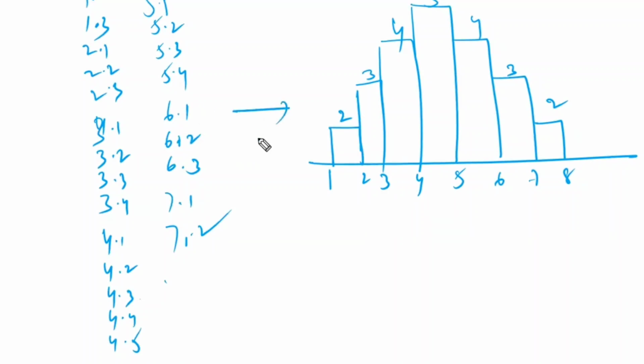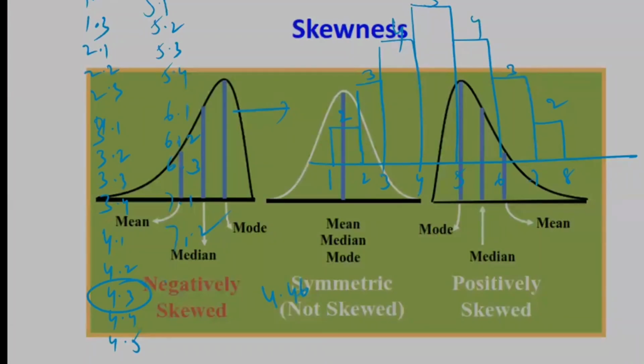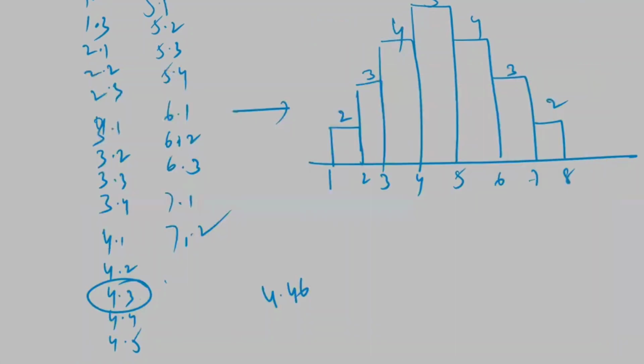For the same data, this is the histogram. Now you calculate the mean value and median value. The median value will be 4.3, and the mean value will be approximately 4.46. If you want, you can check after this. You do the calculation. So for the normal distribution, the mean and the median will be the same.